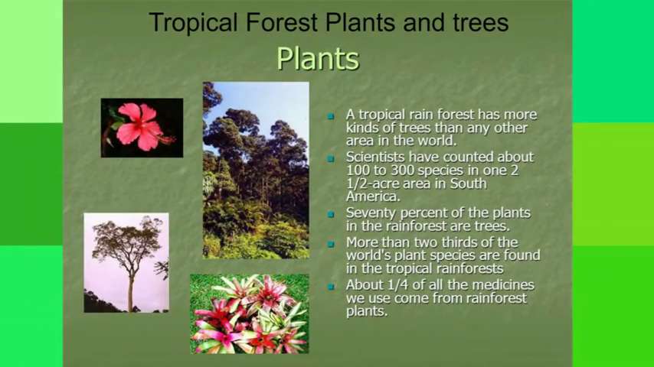Tropical forest plants and trees. These are the plants. A tropical rainforest has more kinds of trees than any other area in the world. Scientists have counted about 100 to 300 species in a 1.5 acre area in South America. 70% of the plants in rainforests are trees. More than two-thirds of the world's plant species are found in tropical forests. About half of all the medicines we use come from rainforest plants.